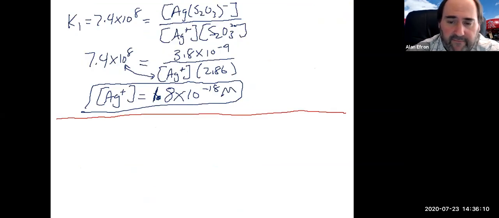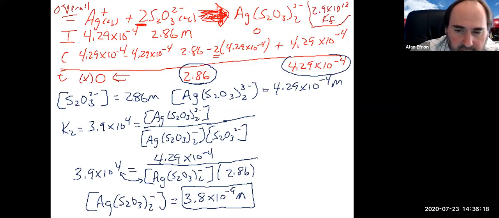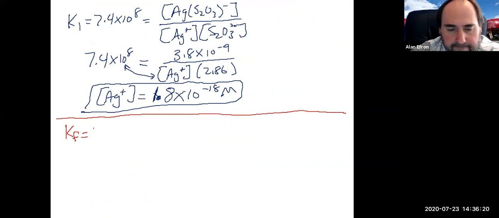So to show you how that looks, if we went from the overall reaction using our KF value, so again, the KF that we calculated for the overall reaction, 2.9 times 10 to the 13.